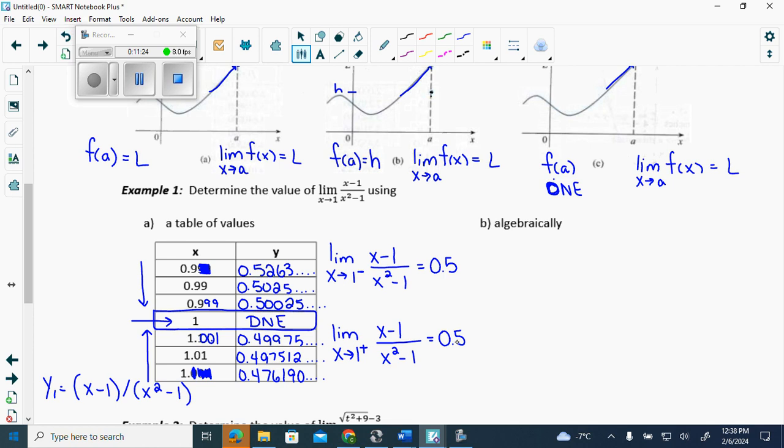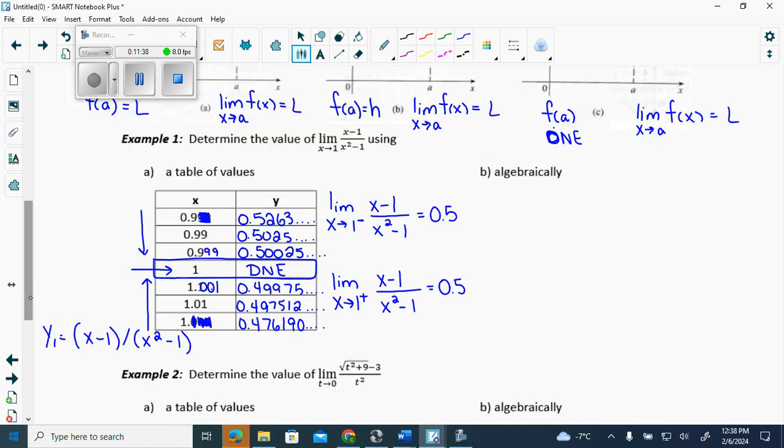Now, if from the left and the right they're approaching the same value, which they are, then the limit as x approaches 1, without lefts and rights on it, is 0.5. They have to approach the same value. Because from the left and the right they're the same, I can say the limit as x approaches 1 of x minus 1 over x squared minus 1 equals 0.5. And that's how I can show the limit using a table of values.